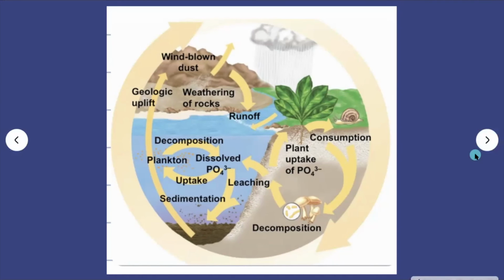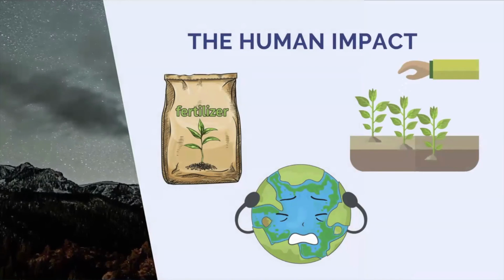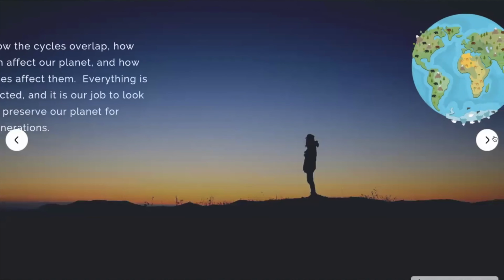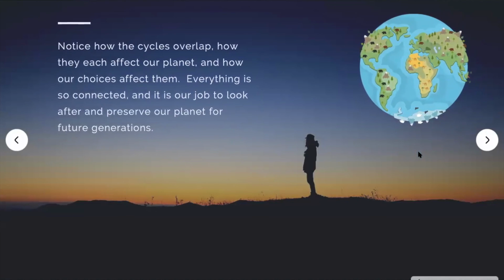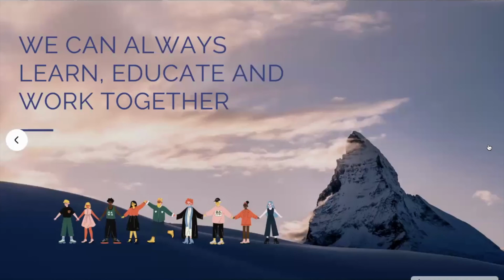And once again, here's a picture summing up the cycle. The human impact can once again be seen through the algal blooms caused by fertilizer. Notice how the cycles overlap, how they each affect our planet, and how our choices affect them. Everything is so connected, and it is our job to look after and preserve our planet for future generations. We can always learn, educate, and work together, and that's something important to remember throughout your whole life.